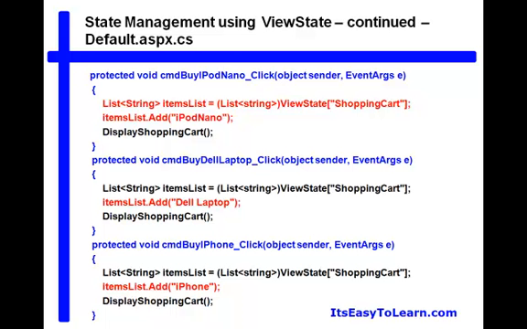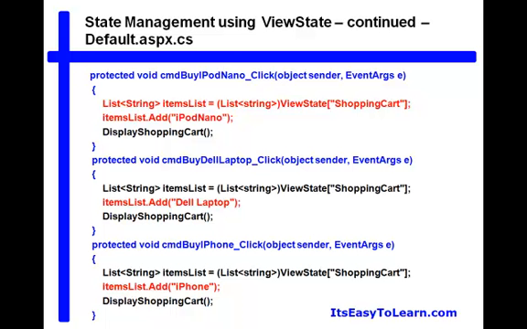The very first time the string was empty, so iPod Nano was the first element in the string. Then when the Dell laptop was clicked, we got the shopping cart information from the view state, which already had iPod Nano. On top of it, we added Dell laptop. Similarly, when the iPhone was clicked, we got the view state information for shopping cart, which is a list of strings. The list of strings already had iPod Nano and Dell laptop. Now we added iPhone as a string to the list of items.